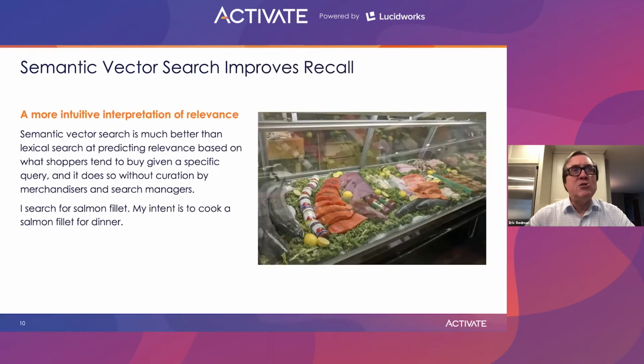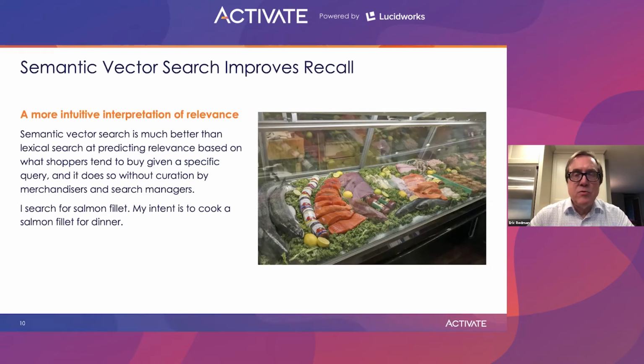Okay, so I said for each technique, I talk about a couple of problems they solved. And semantic vector search is really good at improving recall. The idea of recall, of course, depends on some definition of relevance. And so I'm saying a more intuitive interpretation of relevance is products that are relevant to the goal or the interest of the shopper. And semantic vector search is better than lexical search at accomplishing this. And it does so without curation.